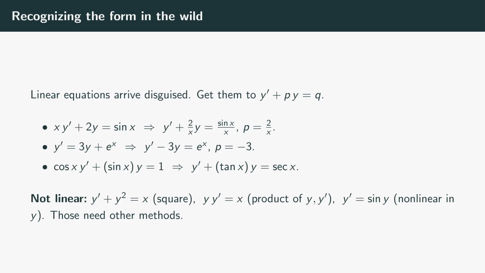Or take y prime equals 3y plus e to the x. Move the 3y term left, y prime minus 3y equals e to the x, so p is minus 3. Or cosine x times y prime plus sine x times y equals 1. Divide by cosine x and you get y prime plus tangent x times y equals secant x.